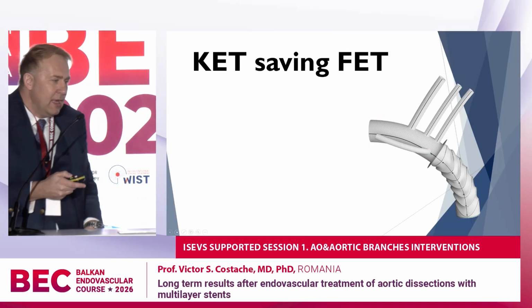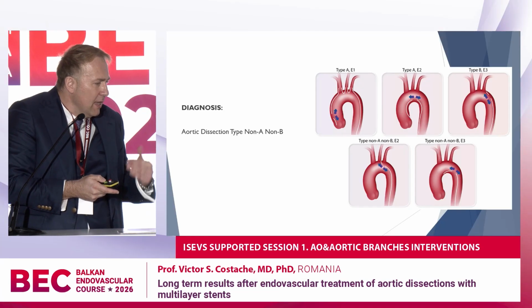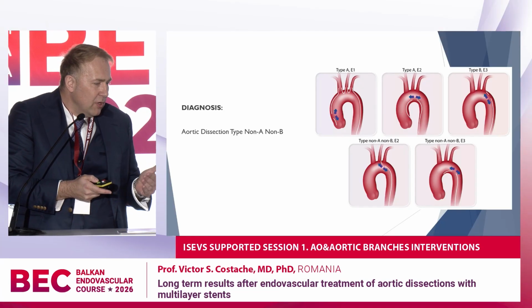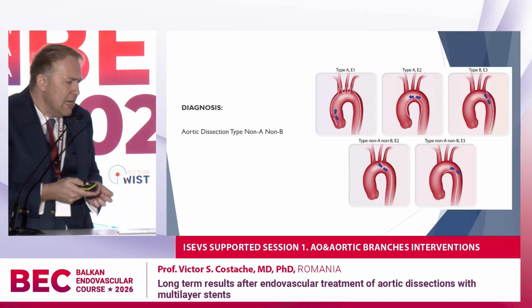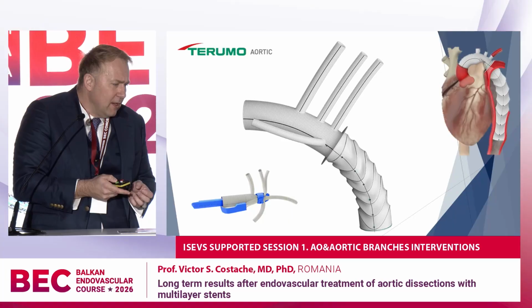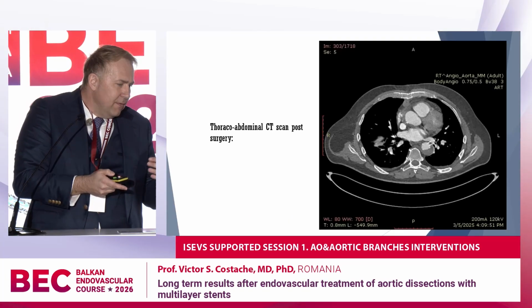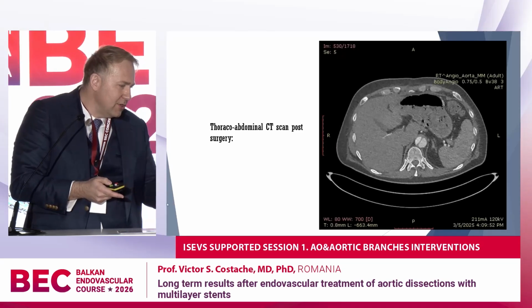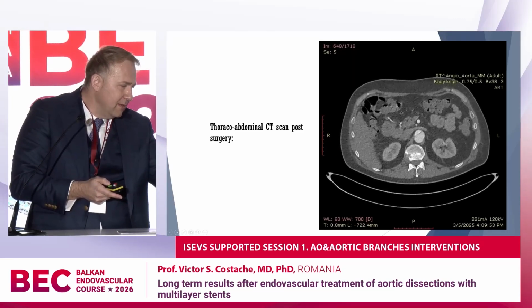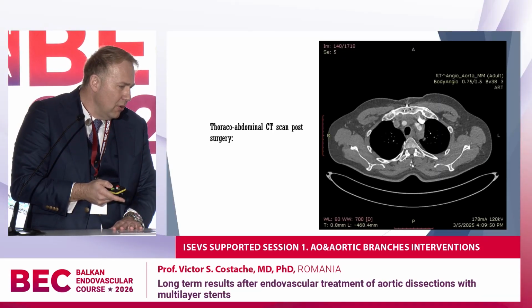Second perspective, frozen elephant trunk technique. So we use frozen elephant trunks for type A aortic dissection or for non-A, non-B dissections, and we have the largest series in the country. So when you do this, even after a very successful frozen elephant trunk, you still have distal dissection, like here, you see, distal dissection, and these patients are not going to do well in the long term.